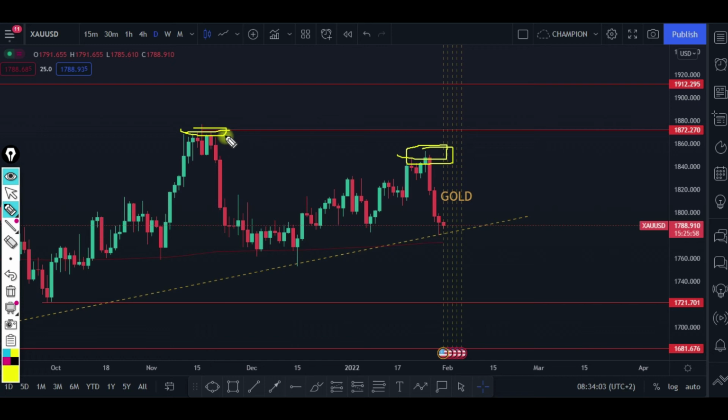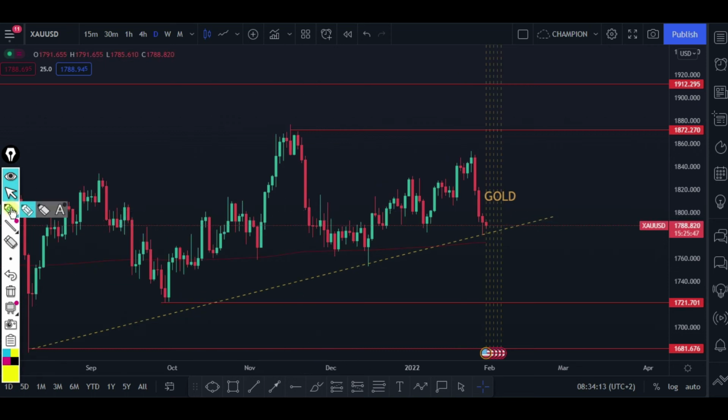But don't forget, this is gold. Anything is possible with gold, as much as it can make a U-turn, or it can push high. Respect this area right here. If it's going to respect this area to push high, it will give us a new higher high.